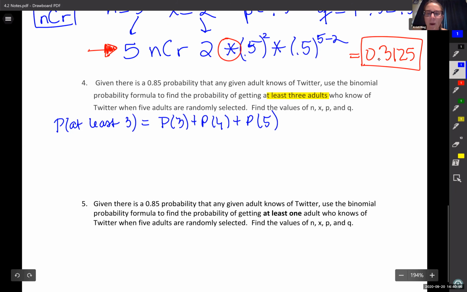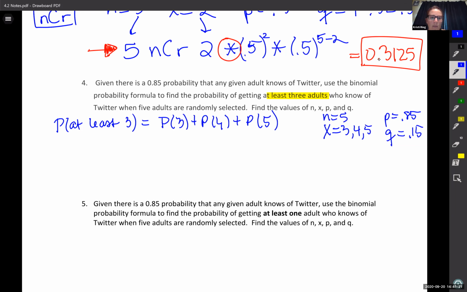Okay, so in this problem, n is going to equal 5 because there's 5 adults. X is going to equal either 3, 4, or 5, depending on which one we're working on. P is going to equal 0.85, and Q is going to equal 0.15. And so I'm going to work out each of these individually, and then I will put each answer down, and then we will add it up.